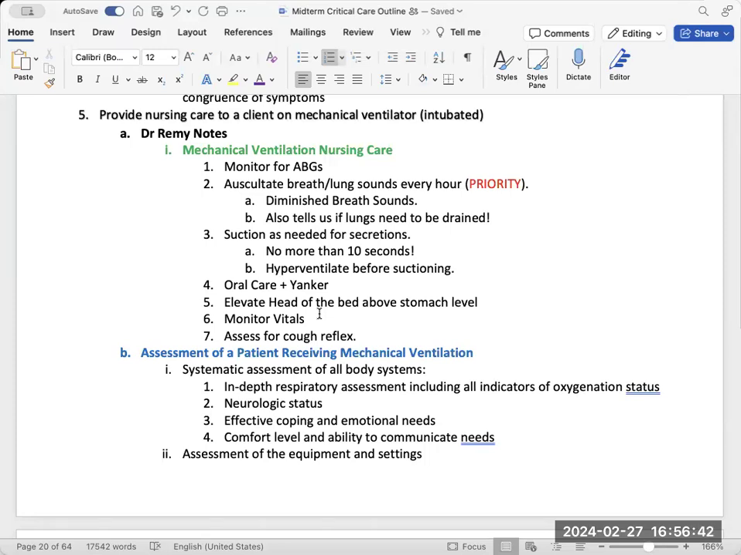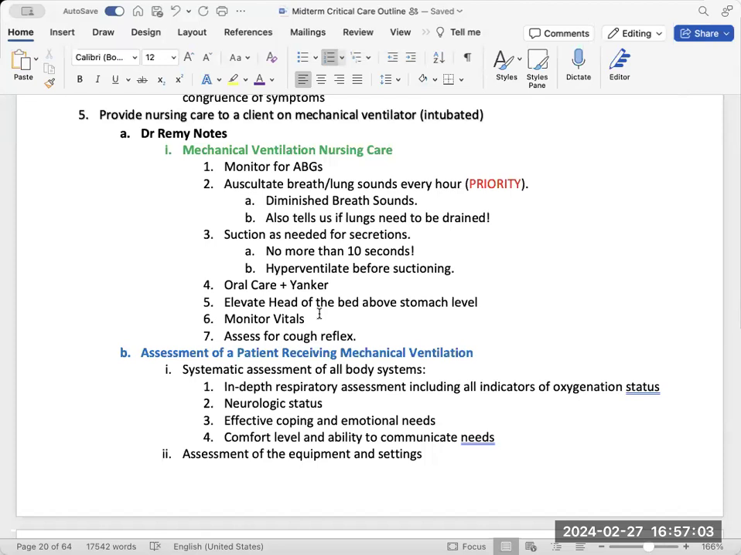We want to look at gag and cough reflex because if they don't have those, even though they're on a ventilator, that's also an indicator of neurological issues as well as potential respiratory aspiration if they're getting feedings, just because they don't have a cough or a gag reflex, okay?